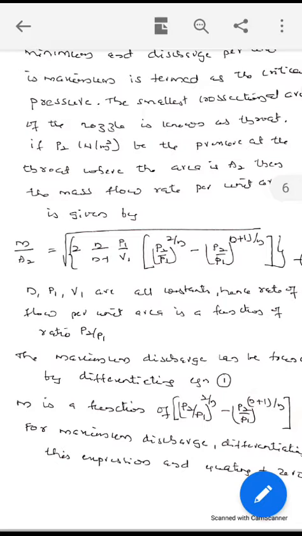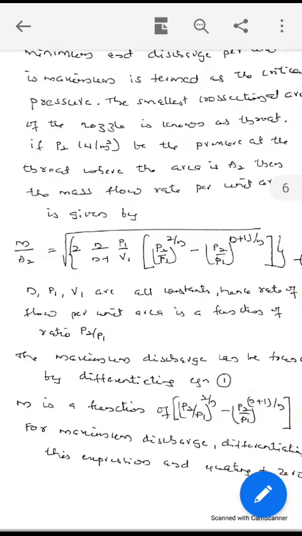Now we have already discussed that the discharge increases with the pressure ratio up to some value, then it becomes maximum at a certain value of pressure ratio, and then it decreases. So you know that area is minimum at the throat and discharge will be maximum at the throat, where the area will be minimum. Therefore, the pressure ratio at which the discharge is maximum, the throat pressure, is known as the critical pressure ratio. So we will find out the value of the critical pressure ratio.